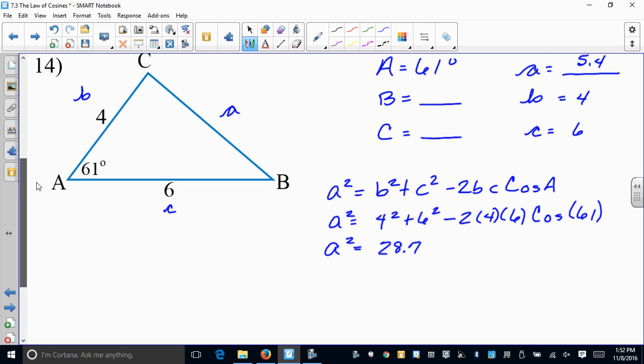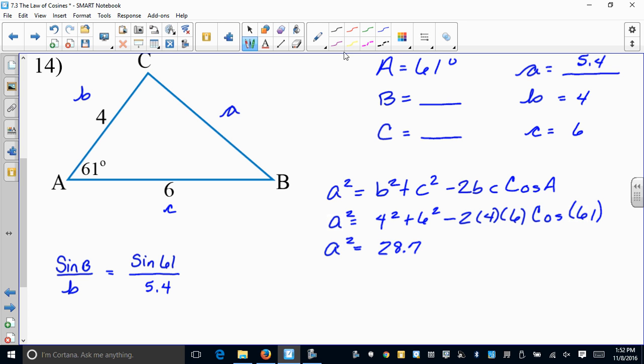So we're going to use the law of sines. So we're looking for an angle. I'm going to go for angle B because it's the smallest. How do we know that's the smallest? Because side B is the smallest, which means the angle opposite must be the smallest. So we have sine of B over little b equals sine of A, which is 61, over little a, which is 5.4.